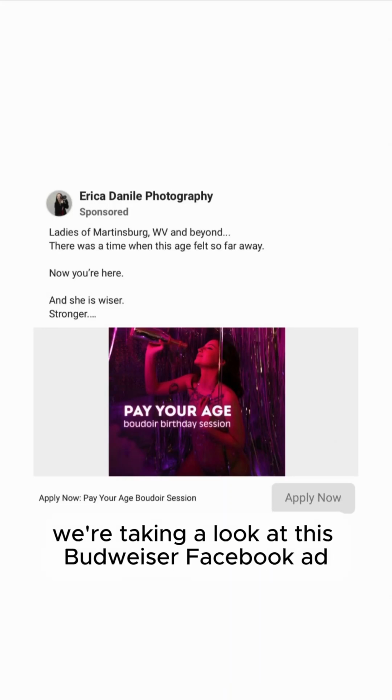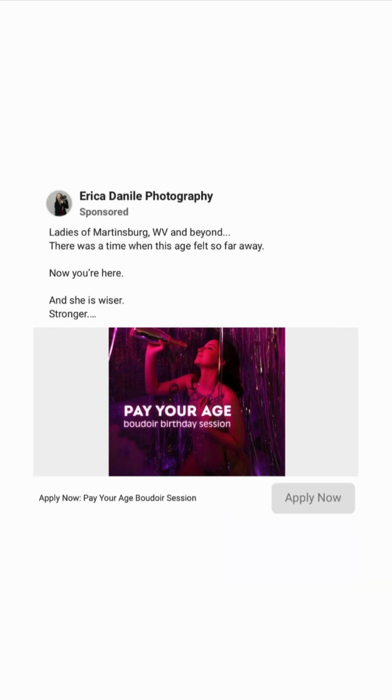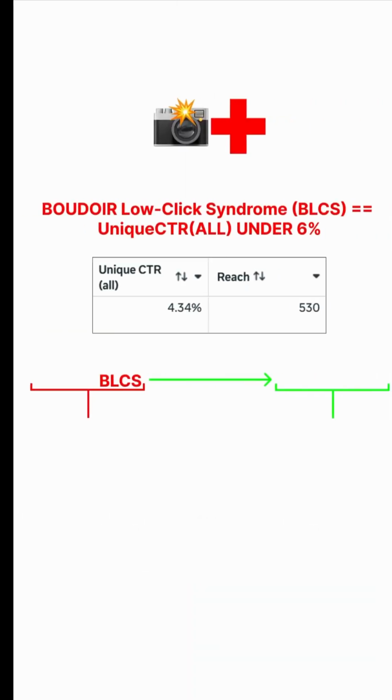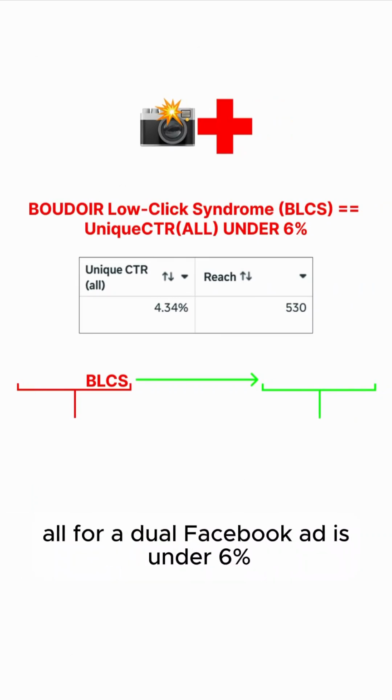All right, y'all, we're taking a look at this Boudoir Facebook ad. Gonna diagnose it if we believe it has BLCS, aka Boudoir low click syndrome. So Boudoir low click syndrome is when the unique CTR all for a Boudoir Facebook ad is under 6%.